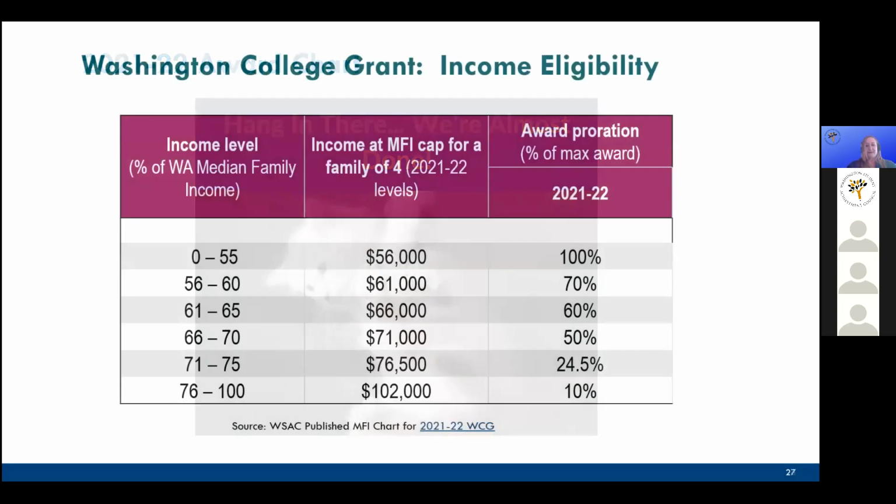So with that, the income eligibility, again, moving forward, goes up to 100%. And as you can see, for a family of 4 the MFI cap is up to $102,000, and they will get the 10% prorated. So students with a pretty good income are now being considered for the Washington College Grant.